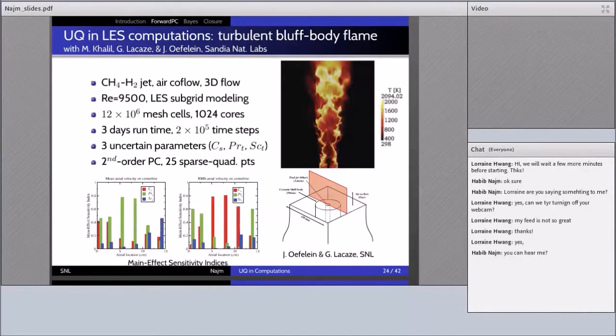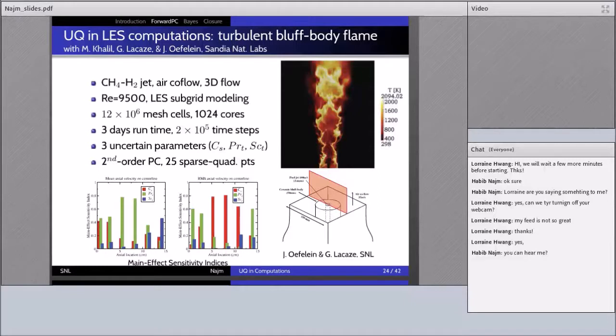Okay, and these have been used in a large class of models. Here's an application in large eddy simulation of a burner that was done here at Sandia last year. This is work with others at Sandia listed above. So this is a large computation. We were doing this to look at the impact of uncertainty in parameters of the model.